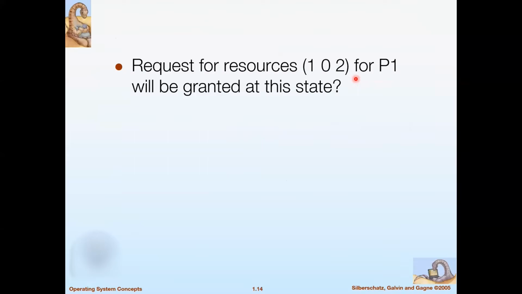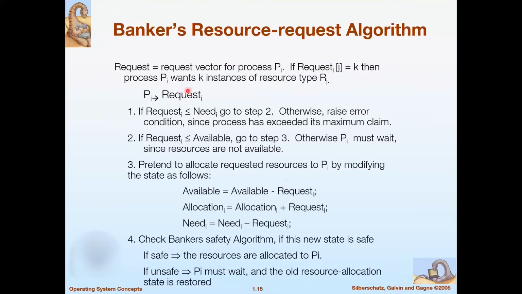Then we have to check whether this request can be immediately granted or not. Suppose process P1 requests for the resource 102 currently. Now the banker's resource request algorithm will be executed whenever a process puts a request, and we assume the request is always made as a form of vectors, where every element in that vector indicates how many instances of resource type R is requested.